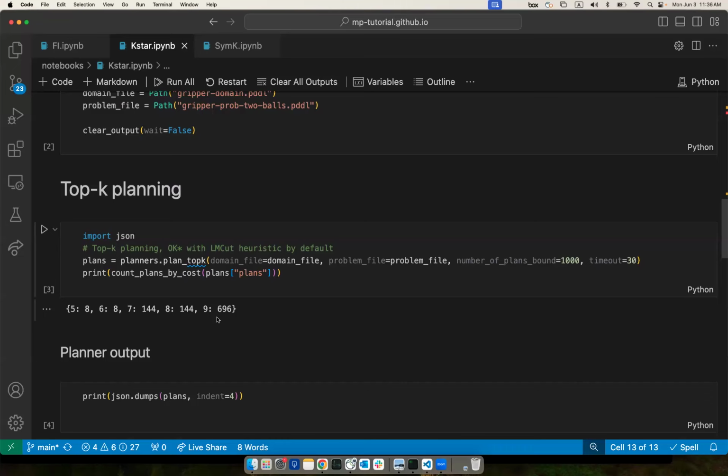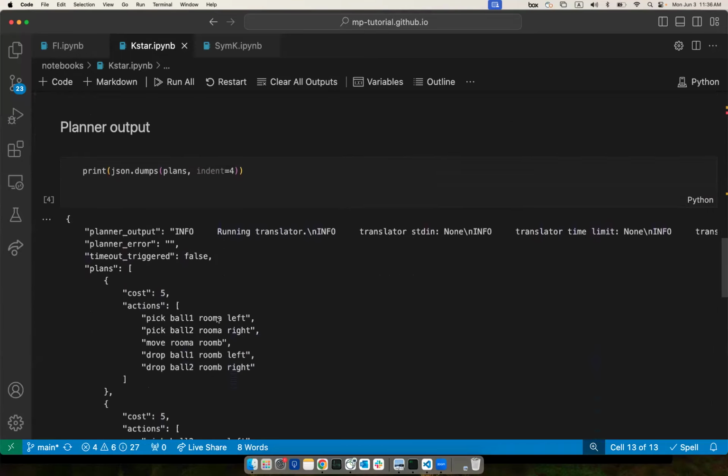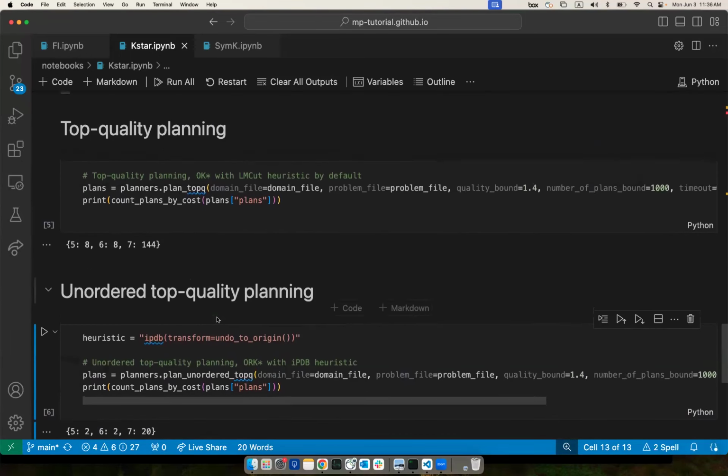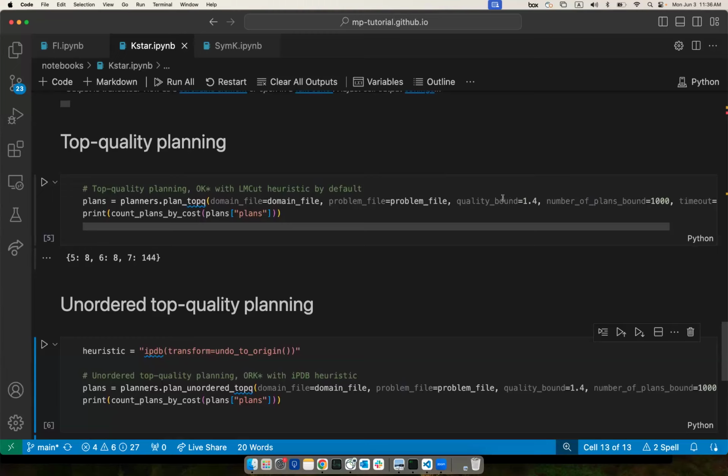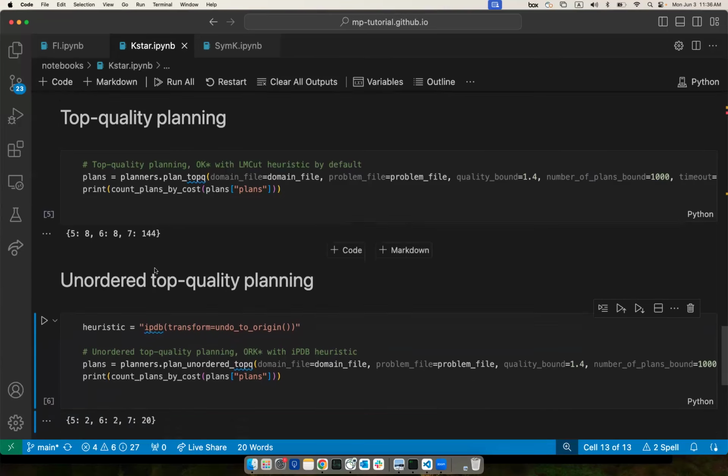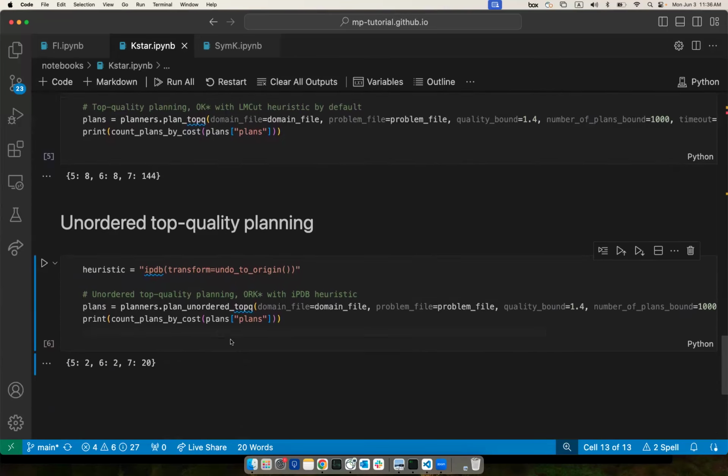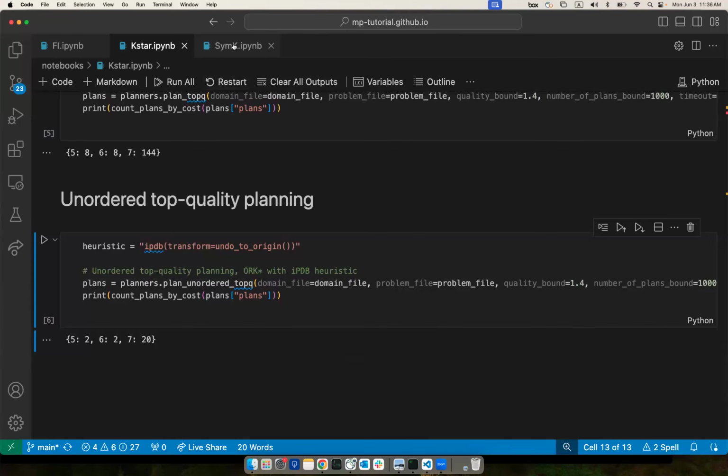So yeah, that's one of the reasons why we look at different computational problems. And the same for top quality. Here you can just say we want up to 1.4 times the best cost of the plan. So up to 7 here, and for another top quality, it's the same. And then let's go to the last one.